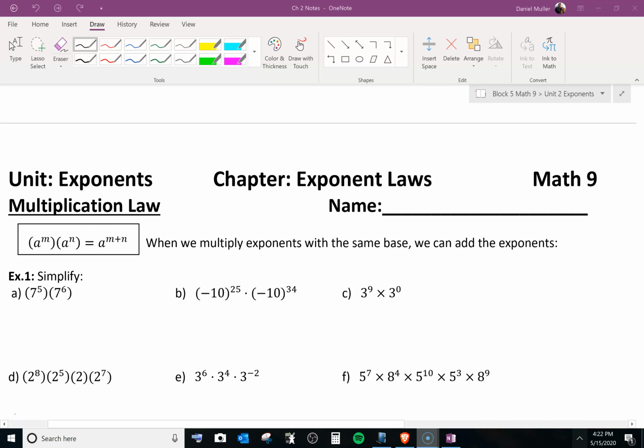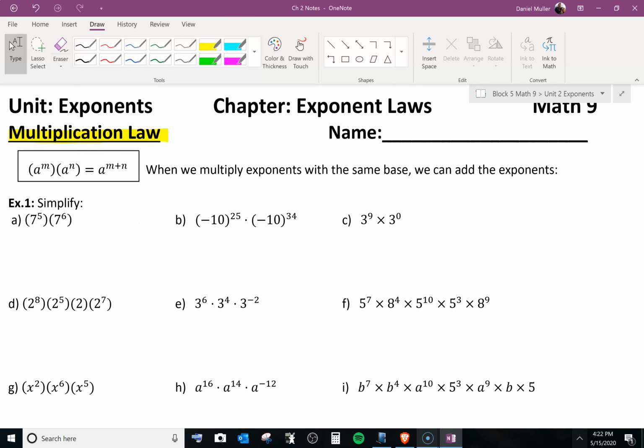Now we're going to move on to exponent laws. There is this first law here, this multiplication law. We're going to have, I don't know, 3, maybe 4 laws, and we're going to be jumbling all of them together and creating some really complex questions. But to start, we'll just do one law at a time.